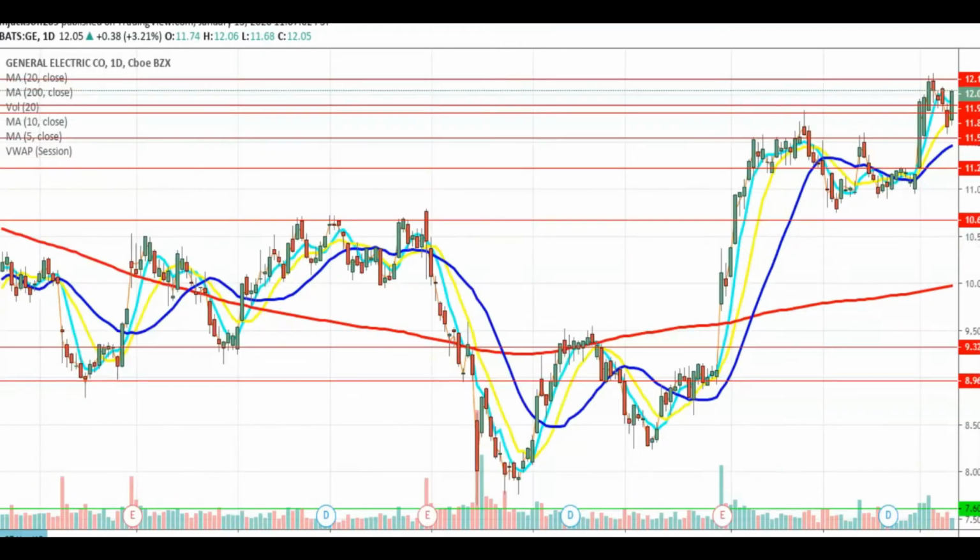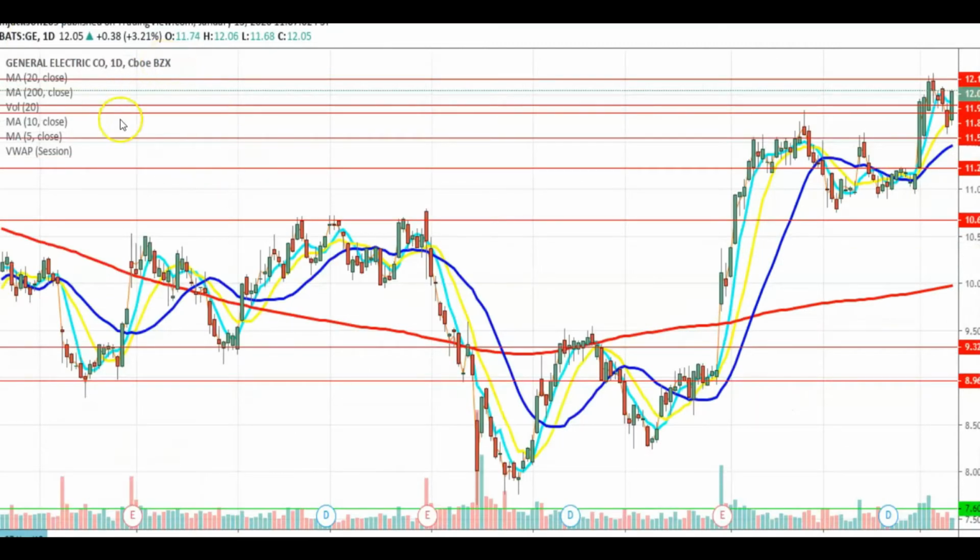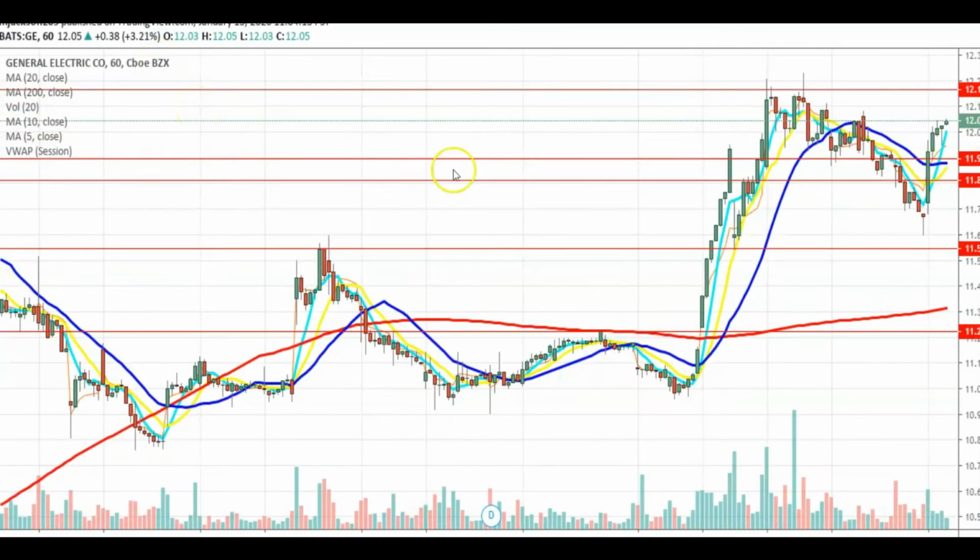Okay, here's an example. Let's see what stock this is. This is GE, General Electric. Okay, here's the same stock. That was General Electric on the daily. Now this is General Electric on the hourly.